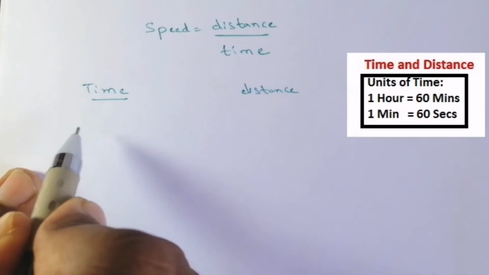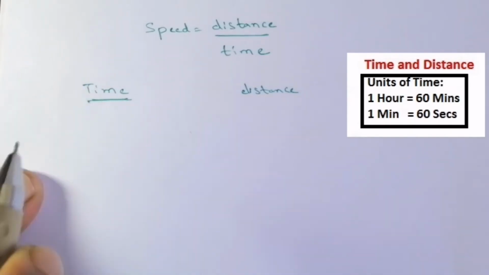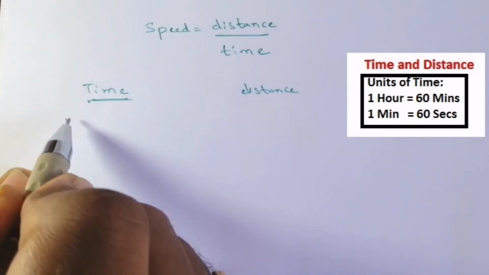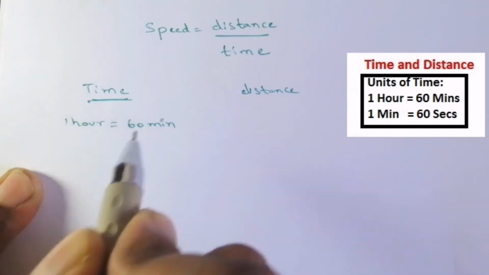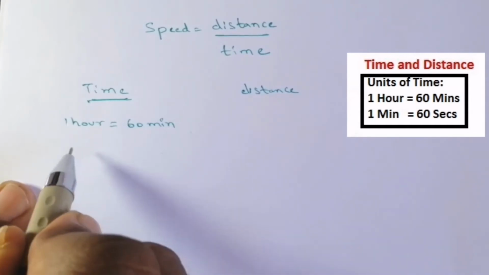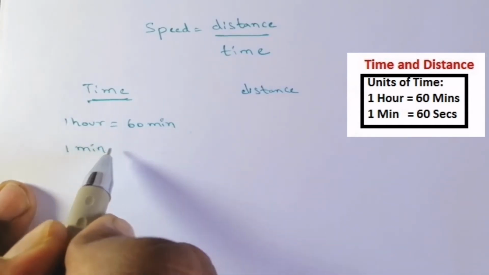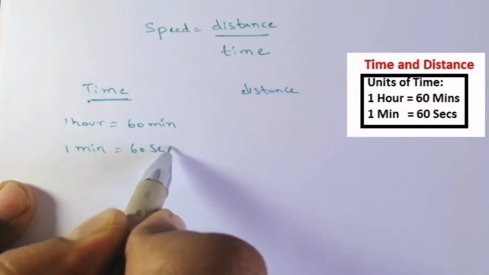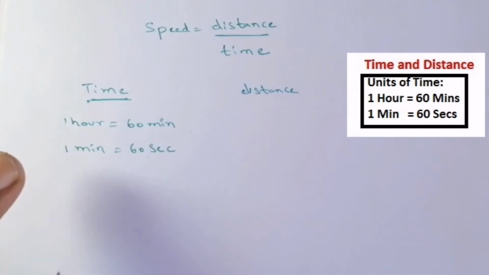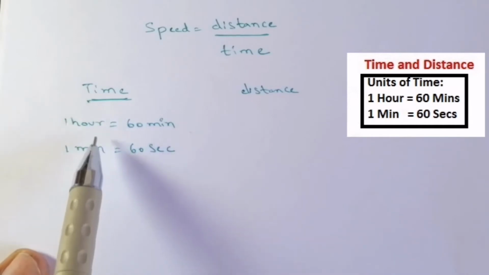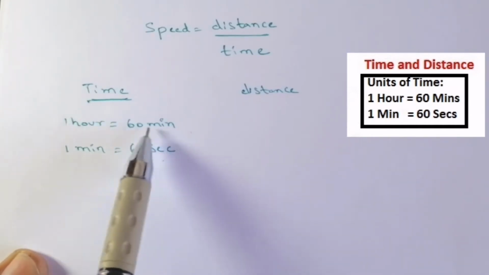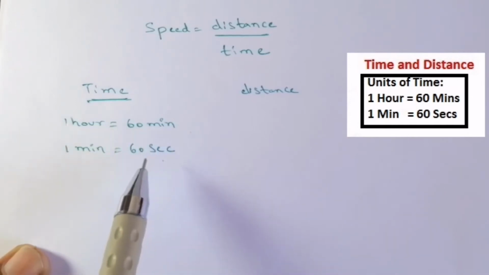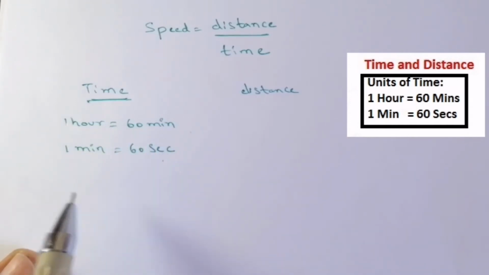If you take time, we know that 1 hour is equal to 60 minutes, and 1 minute is equal to 60 seconds. So in time we have hours, minutes and seconds. These are the major things: hour, minute and seconds. And we should know how to convert hours to minutes and minutes to seconds, right?